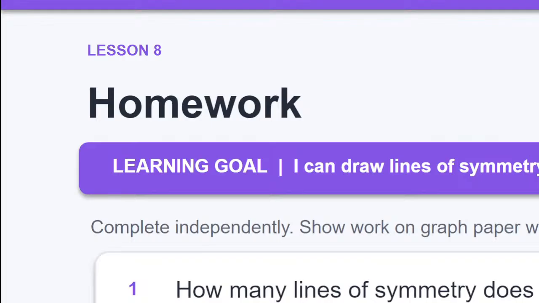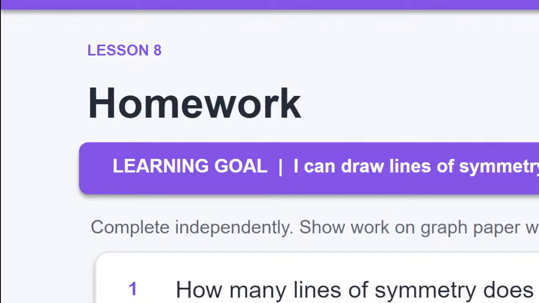Okay, now this is the homework. Number one, how many lines of symmetry does the equilateral triangle have? Number two, how many lines of symmetry does the square have? Number three, how many lines of symmetry does the regular hexagon have? Number four, does a typical scalene triangle have a line of symmetry? Number five, explain how folding can test the line of symmetry.